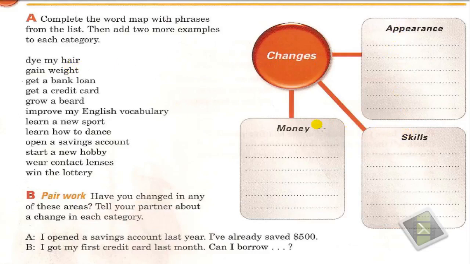Gain weight, get a bank loan, to get a loan from the bank, get a credit card, grow a beard, hair that grows on the face, improve my English vocab, learn a new sport, learn how to dance, open a savings account, start a new hobby, wear contact lenses, win the lottery. This is like a lucky number. You have a ticket for the lucky number, you can win $1 million. One minute, try to answer.